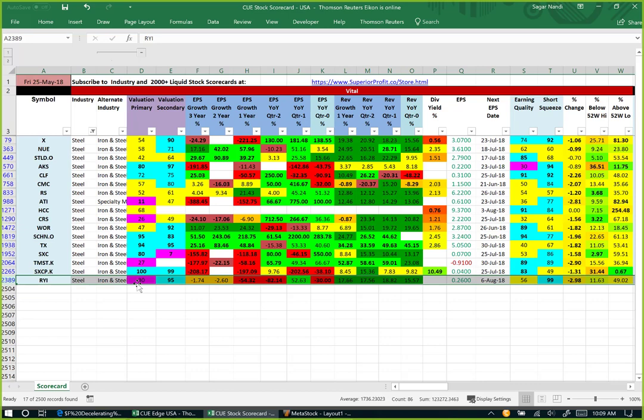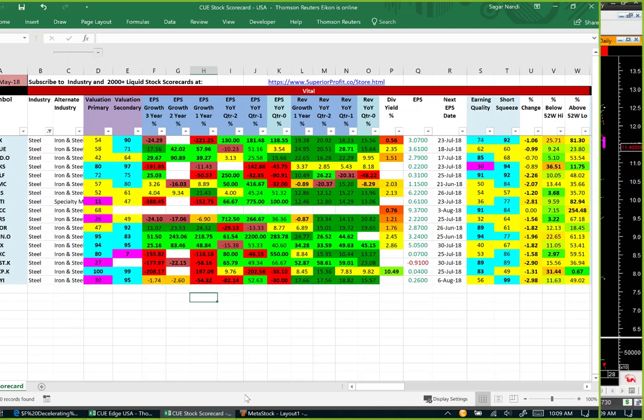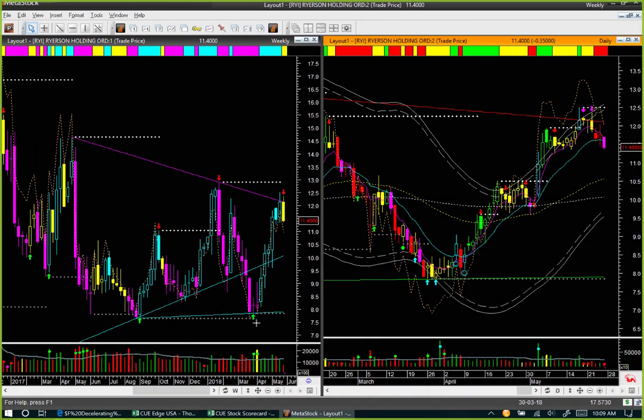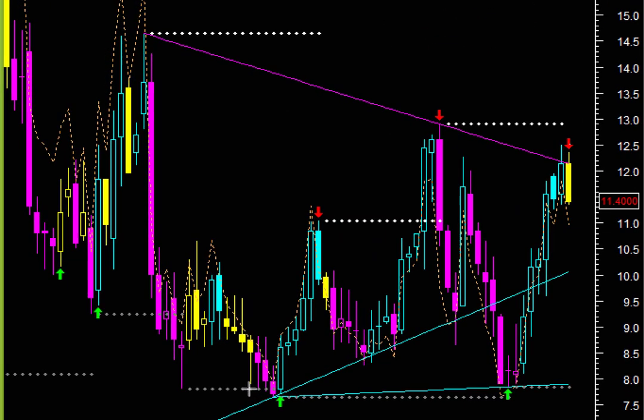Overvalued stocks plus earnings growth slowing down. Not a good stock to hold a long position. Let's look at its technical charts. Steel was going up sharply. Along with that, RYI also went up.